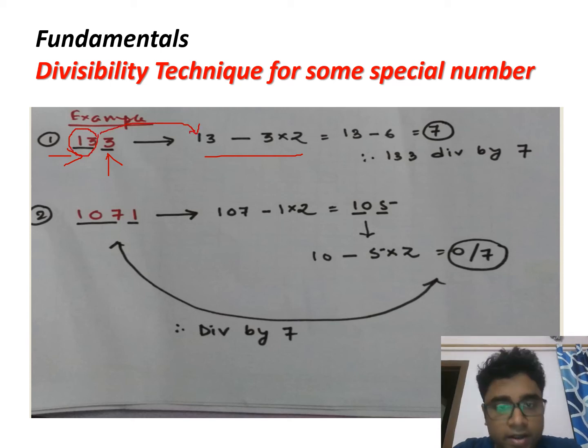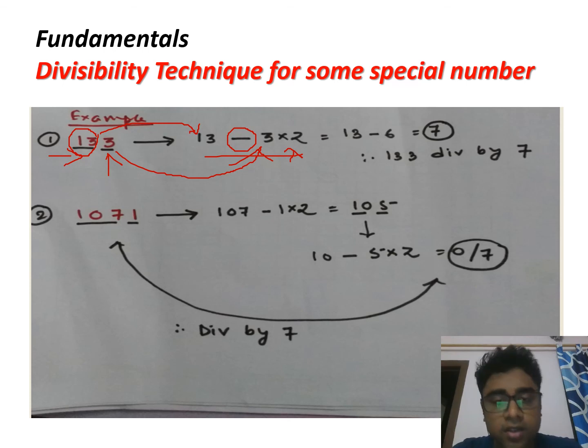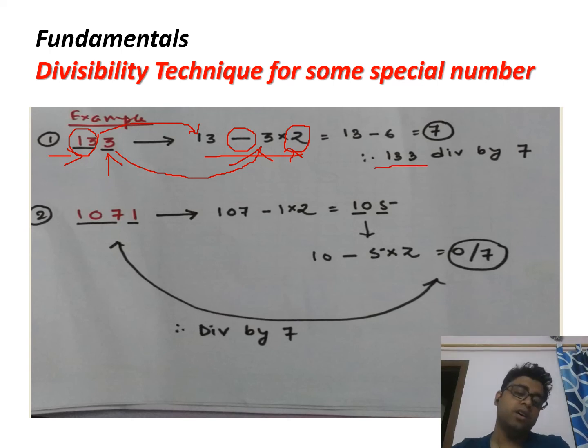13 minus 3 into 2. The 3 is the last digit that I am taking, you can understand, from here to here. Why is it minus? Because 7 has a negative osculator. And why am I multiplying by 2? Because 7 has the osculator of 2. So you are getting 13 minus 6, that is 7. 7 is divisible by 7, so 133 is divisible by 7.